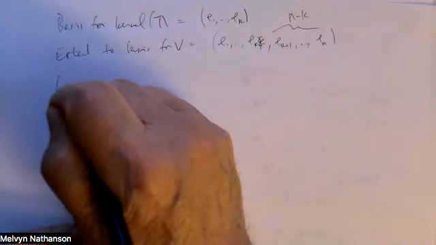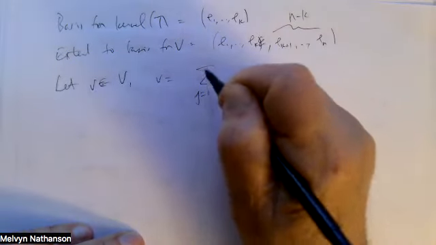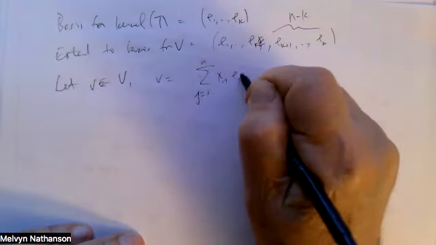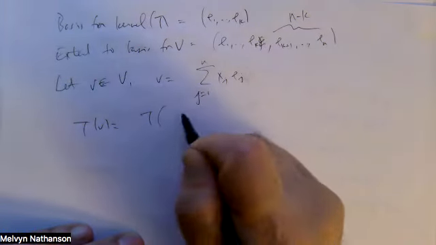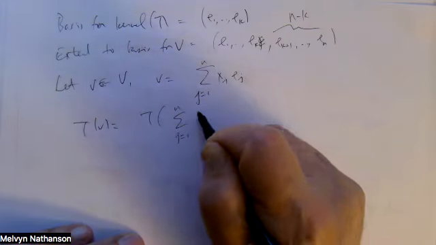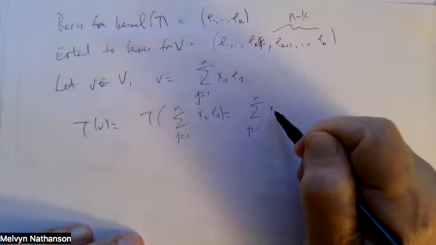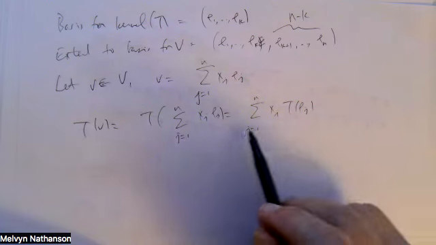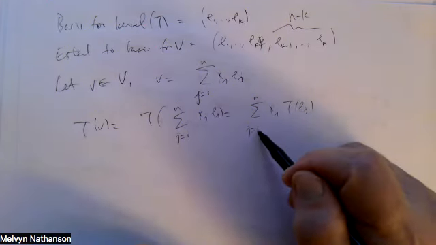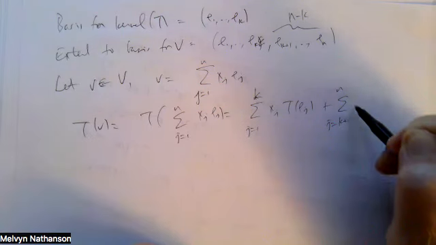So if we take any vector V in the vector space, V is some linear combination, summation j goes from 1 to n, x sub j, e sub j. So T of V is T of the summation j goes from 1 to n, xj, ej, which is the summation j goes from 1 to n, xj, T of ej, because T is a linear transformation. And I can write this as a sum of two sets of vectors: the vectors from 1 to k, plus the vectors from k plus 1 up to n.